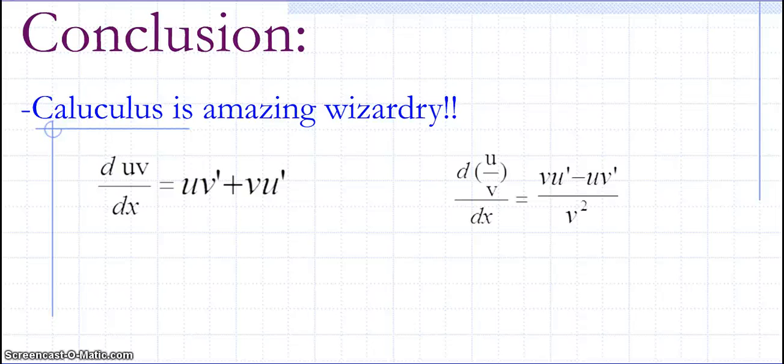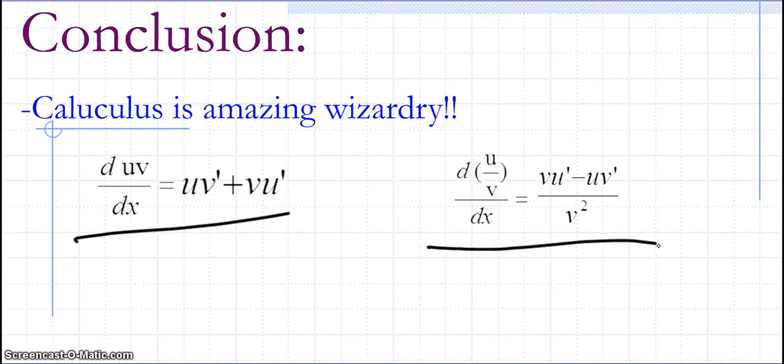Alright, so we want to make sure we understand the product rule and the quotient rule. Great lesson.